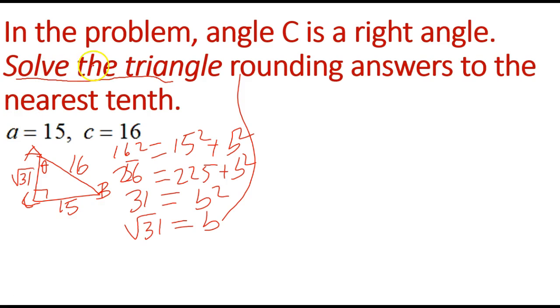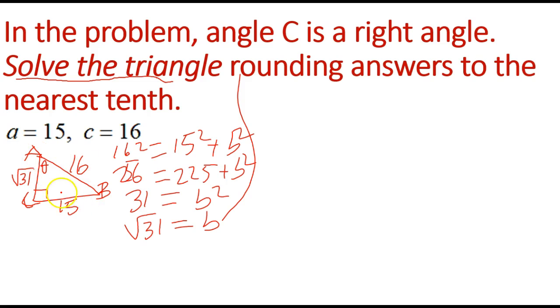So when you're asked to solve a triangle, it means find all the missing sides and all the missing angles. So we're going to find angle A and angle B, because we know already the angle 90. For angle A, we can use sine, cosine, or tangent with any side, but we have to make sure we use the right proportion.